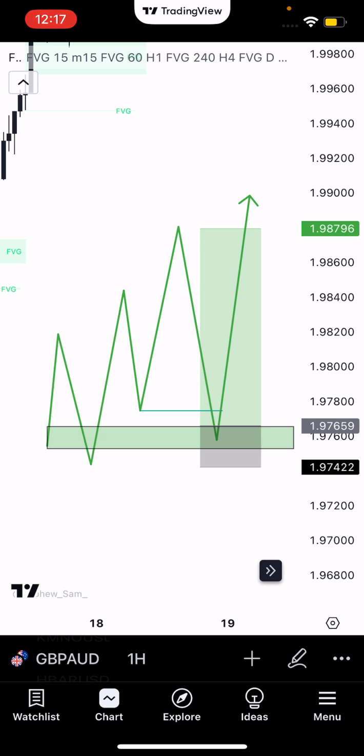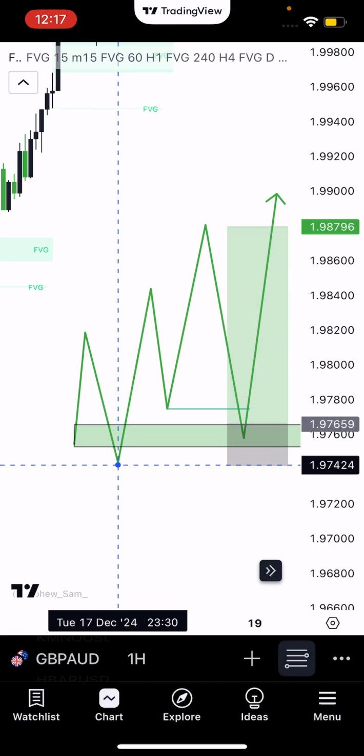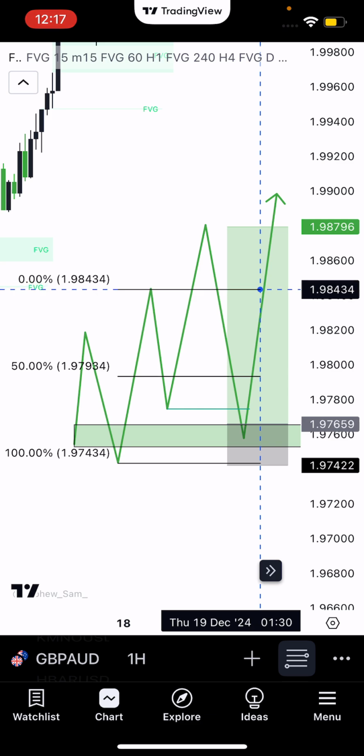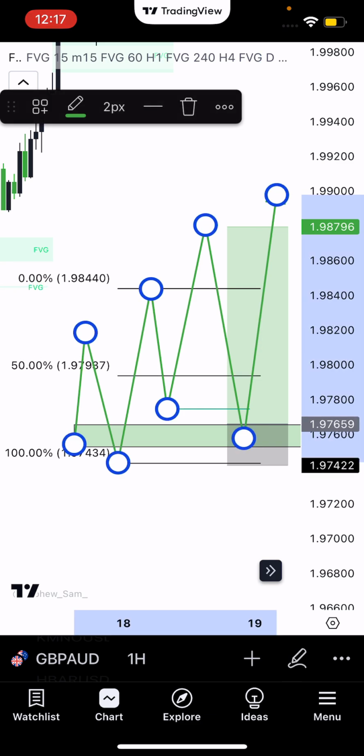Then you have to make sure your pattern is correct, because once you miss something, it won't work. Like maybe your inducement zone is not below the 50% level in your Fibonacci, then it's not going to work. Okay, let's check it out. See, below the 50%. So very good.